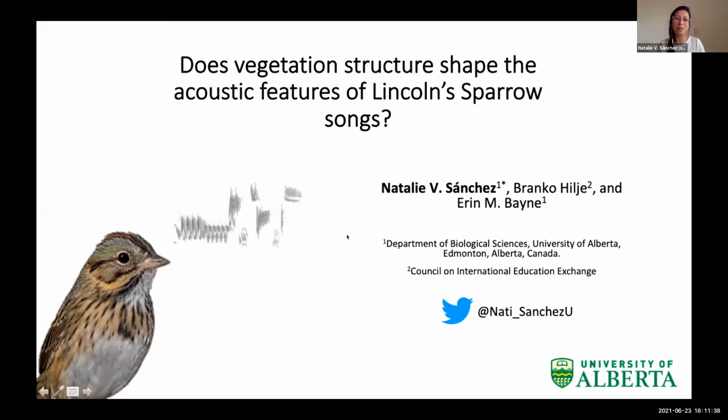Yes, well, thank you all for being here at this conference, and I'm sharing with you one of my thesis chapters. I'm a PhD student at the University of Alberta in Dr. Payne's lab, and my title today is Does Vegetation Structure Shape the Acoustic Features of Lincoln Sparrow Songs?